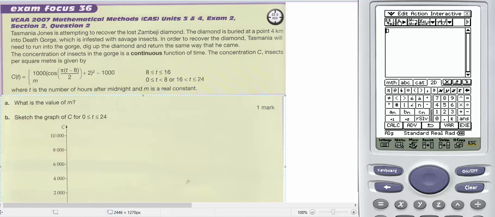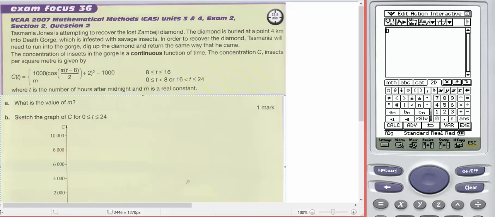This is for Year 12 Methods. It comes out of Chapter 6, it's Exam Focus 36. Tasmania Jones is attempting to recover the lost Zanjibi diamond.